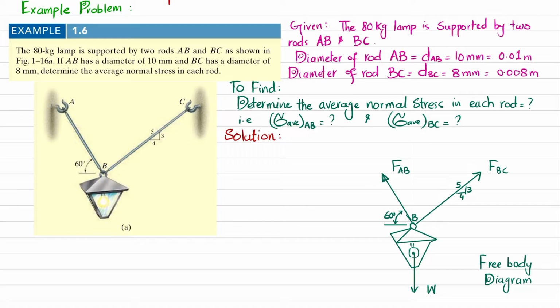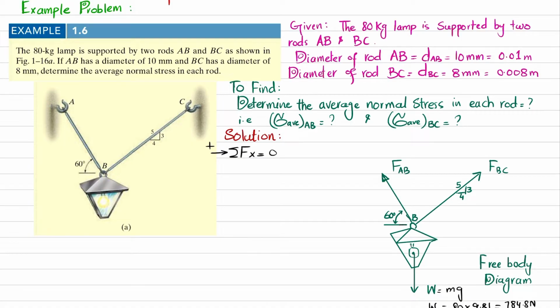The first step is that the weight is acting downward and weight is equal to mass times g. So mass is given as 80 kg and g is 9.81. So when you solve this, the weight acting downward will be equal to 784.8 Newton. Now we will apply the equations of equilibrium. The first equation of equilibrium is that the sum of all forces along the x direction must be equal to 0, and force toward the right is taken as positive.